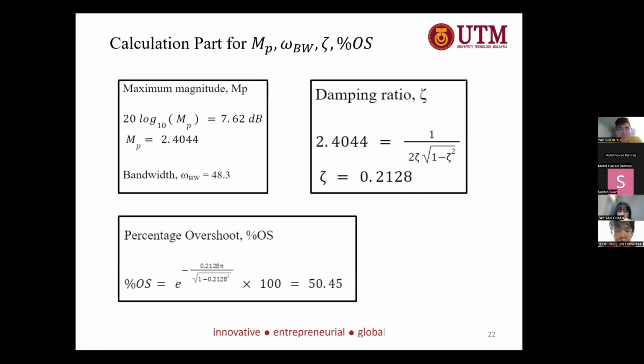By substituting the values obtained from the closed loop into the equations, we will get the values of MP and also zeta. For zeta, there are two values, 0.2128 and 0.9. From these two values, we choose the value which produces a percentage OS similar to the one in time domain analysis, which is around 50%. So zeta equal to 0.2128 is adopted because the value provided will be 50%.